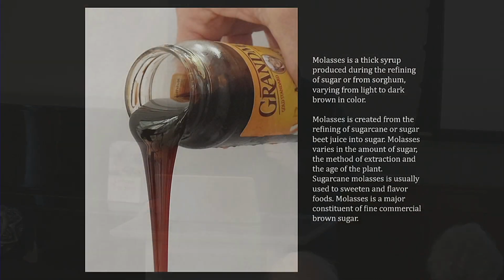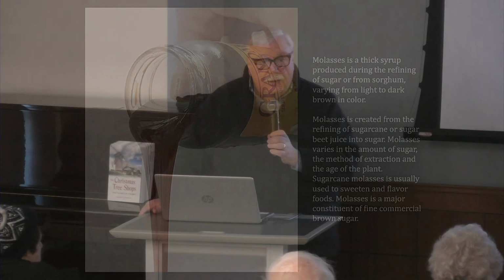Well, molasses is a thick syrup produced during the refining of sugar or from sorghum, varying from light to dark brown in color. Molasses is created from the refining of sugarcane or sugar beet juice into sugar. Molasses varies in the amount of sugar, the methods of extraction, and the age of the plant. And sugarcane molasses is usually used to sweeten and flavor foods. Molasses is a major constituent in the fine commercial brown sugar.